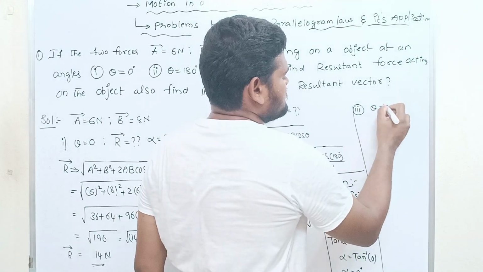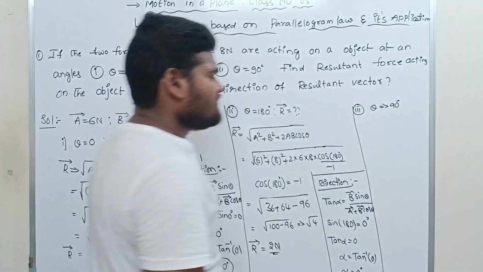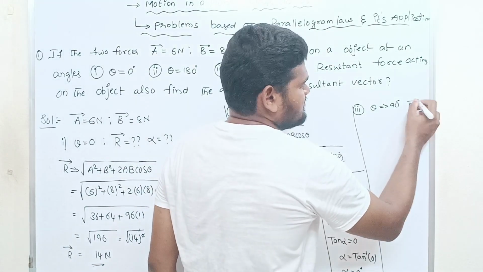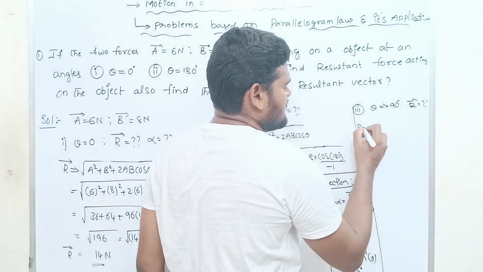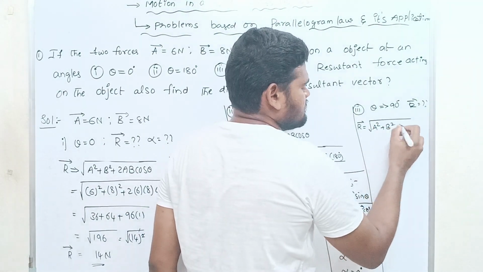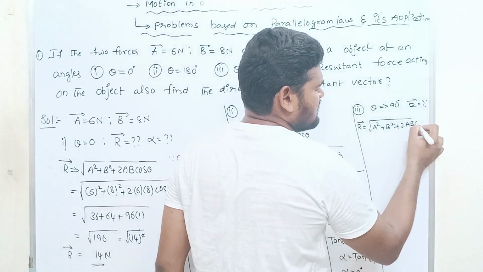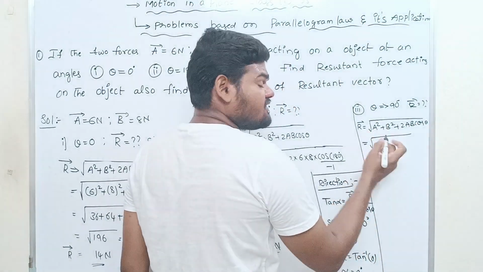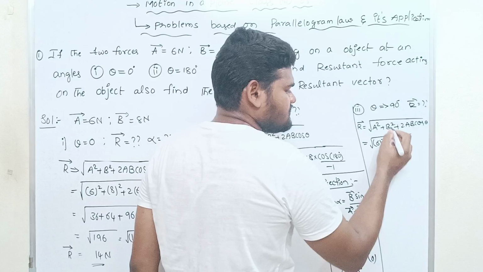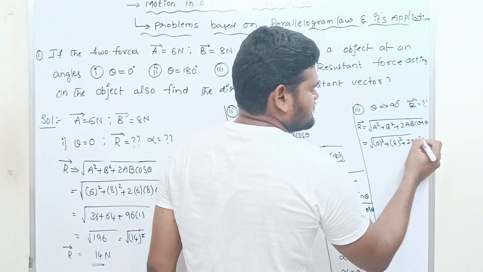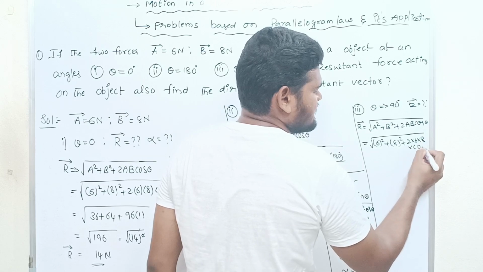So if theta is equals to how much? 90 degrees. What we have to find? We have to find a resultant vector. Okay, so r bar is equals to how much? So what is the formula? R bar is equals to under root of a square plus b square plus 2ab cos theta. That is equals to under root of a square 6 square plus b square 8 square plus 2 into 6 into 8 into cos 90.